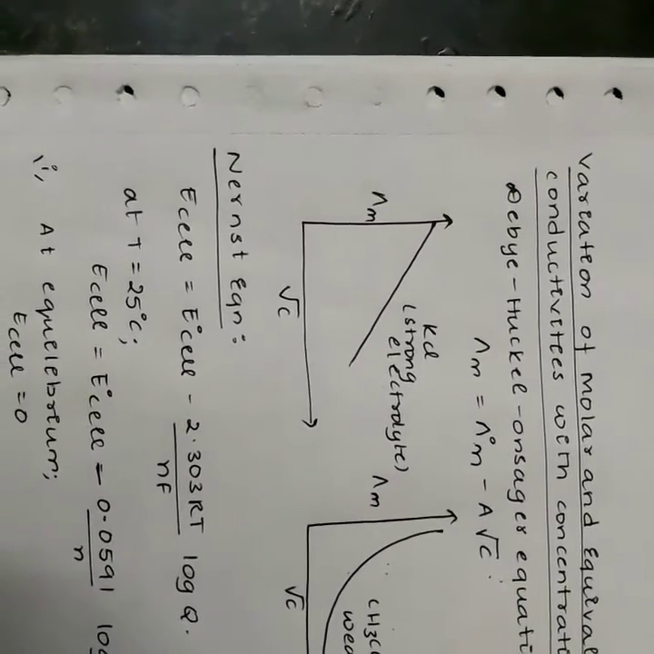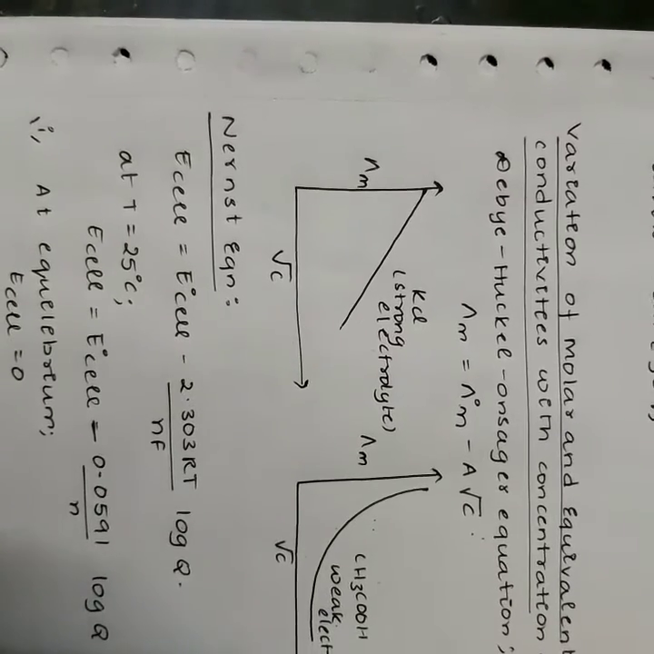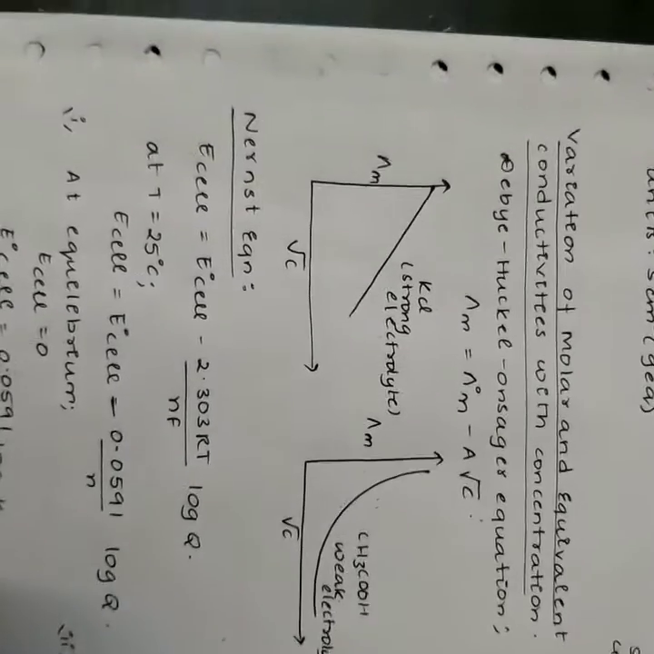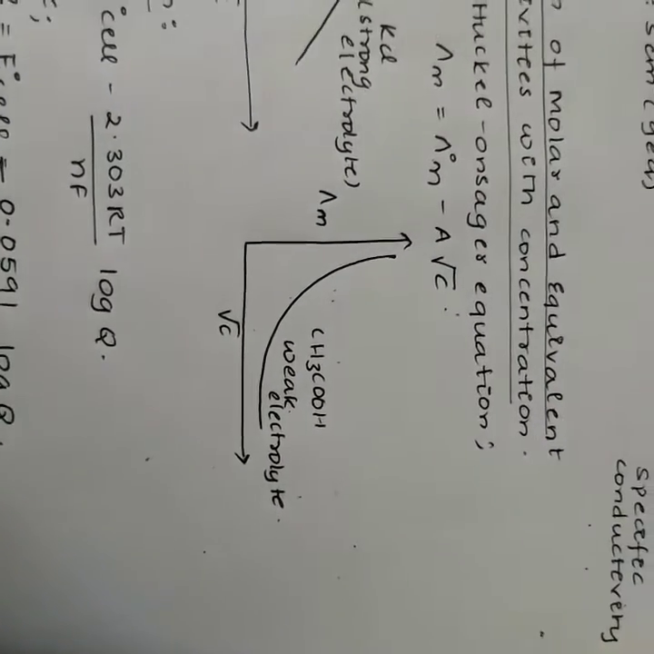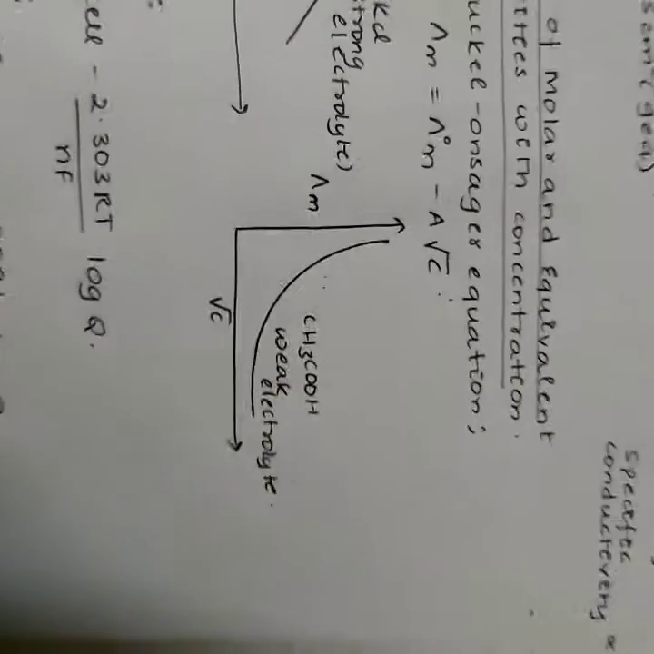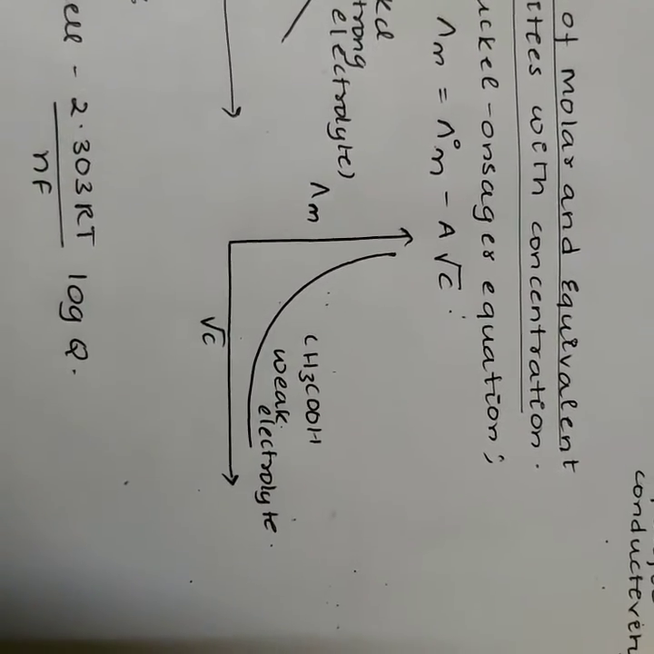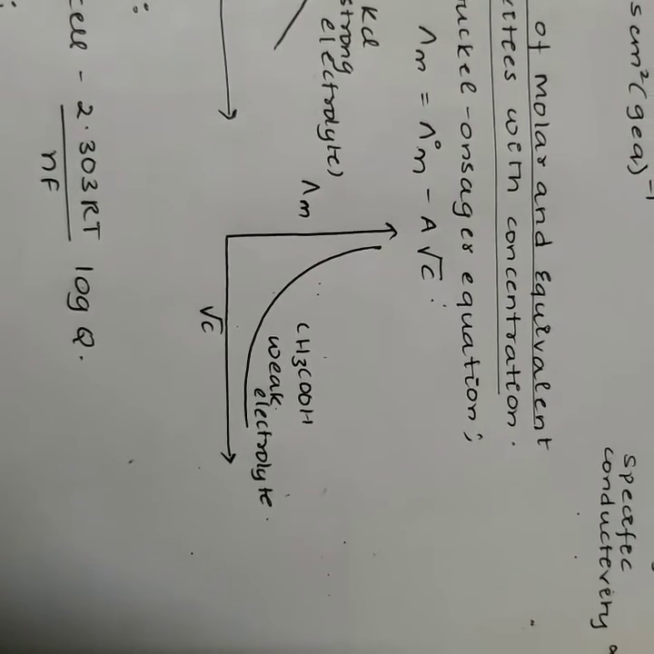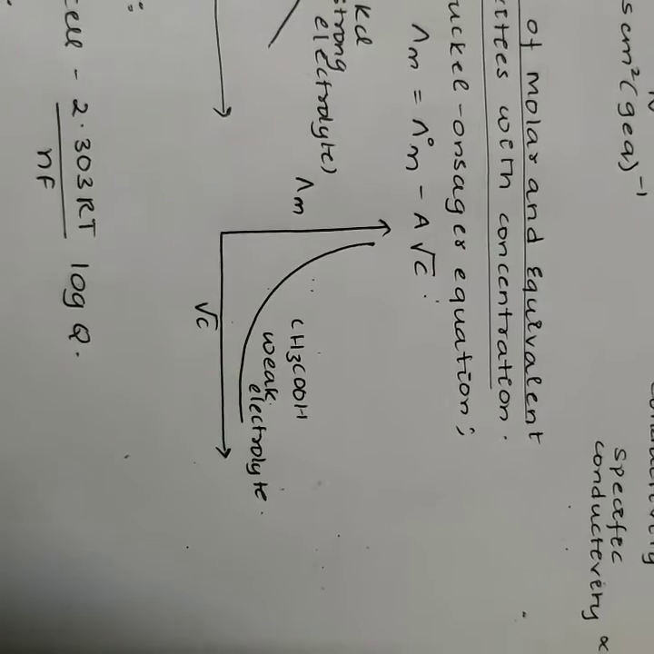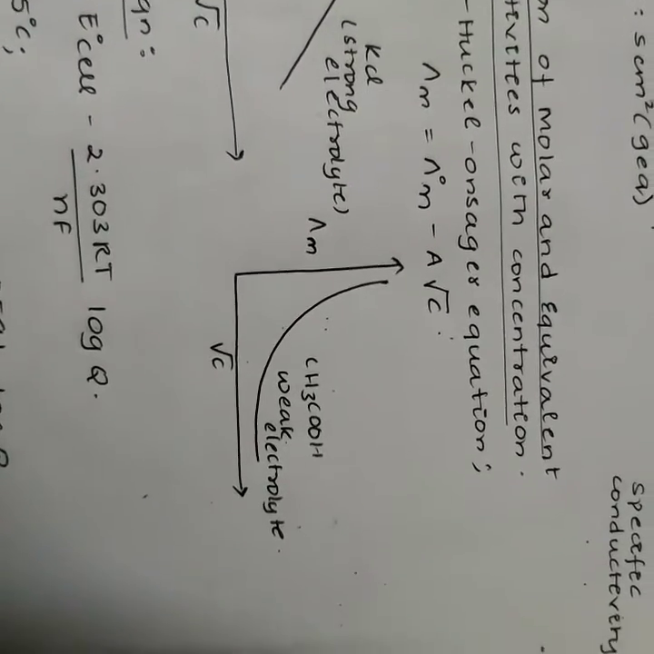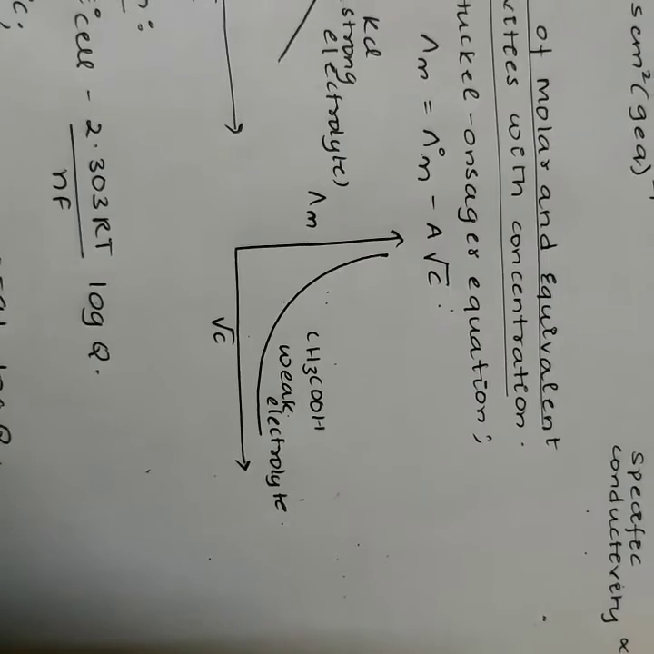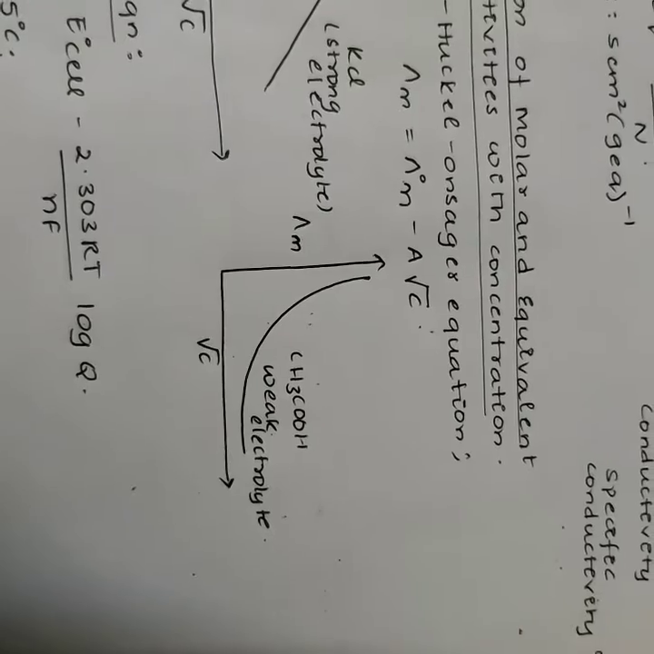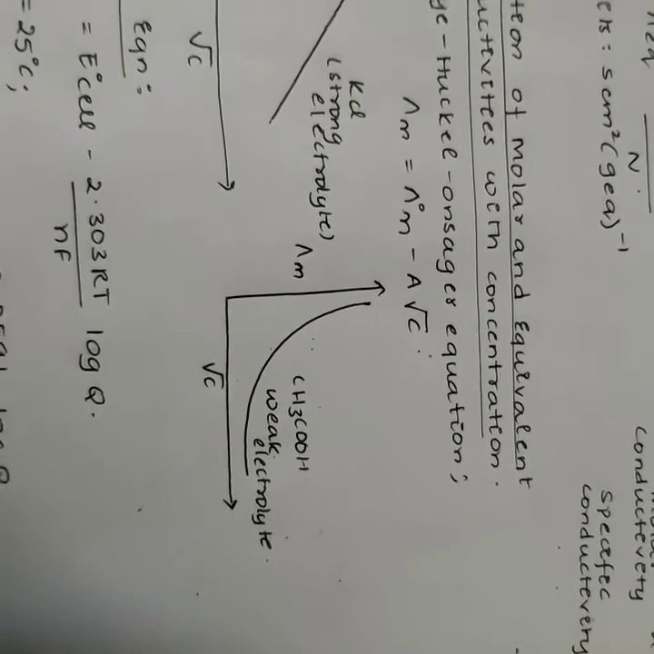The first graph shows, for a strong electrolyte, the variation of Λ molar with root C, for strong and weak electrolytes like CH3COOH. In the case of weak electrolytes like acetic acid, they have a low value of conductance at high concentration, and there is a rapid increase in the value of the equivalent conductance with dilution. The limiting molar conductivity or infinite dilution conductivity is defined as the molar conductivity of the electrolyte when the concentration of the electrolyte approaches zero.